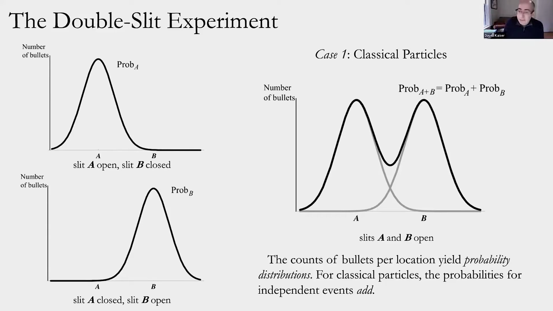And so for classical particles, these probability distributions are of independent events, and therefore the probabilities simply add. We can get the probability distribution for the combined case, slits A and B open, simply by adding two independent possibilities. Each individual bullet went through either slit A, in which case it followed this distribution, or slit B. Add up those two options. Here's our resulting distribution. Not too surprising.